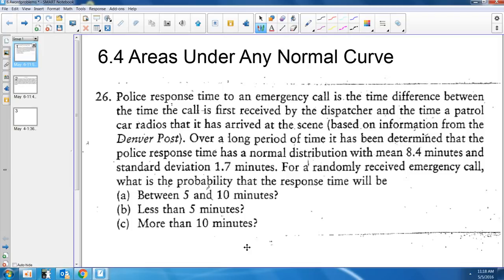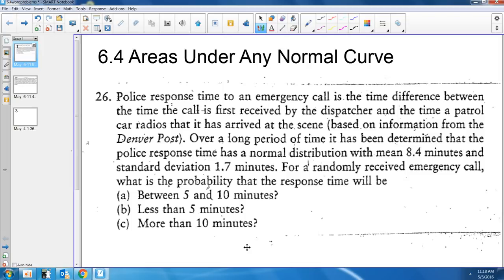So the police calls, basically when you read this, it's saying that you're looking at when the dispatcher gets the calls to when the cops show up. And so what's the mean and what is the standard deviation of that? So they're going to have a long list of dispatcher calls to when they actually show up, and they're going to find the mean of it, and they're going to find the standard deviation of it. And so they did that, and they got your 8.4 and your 1.7.